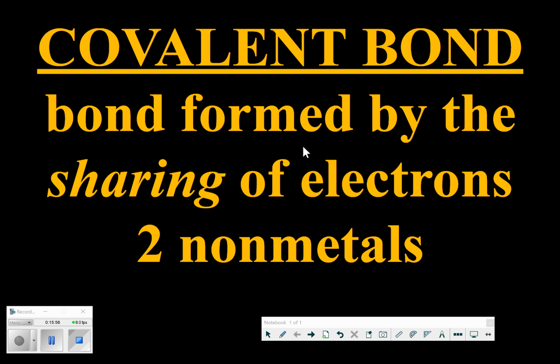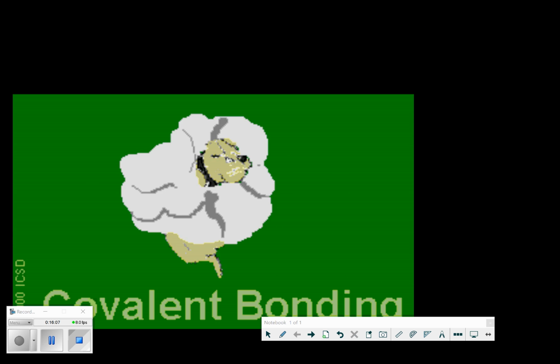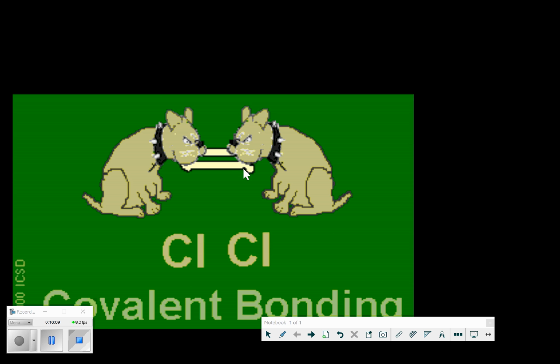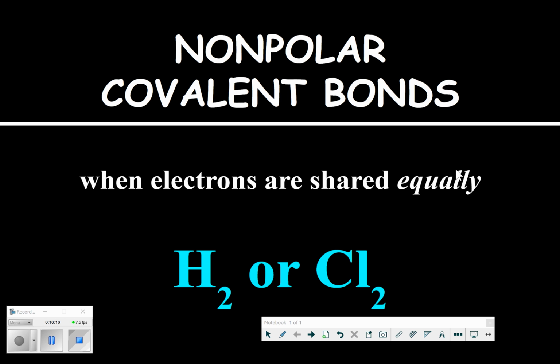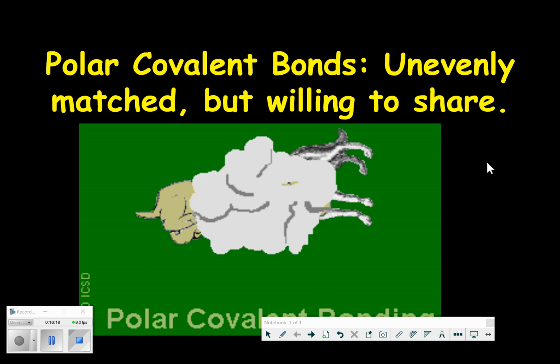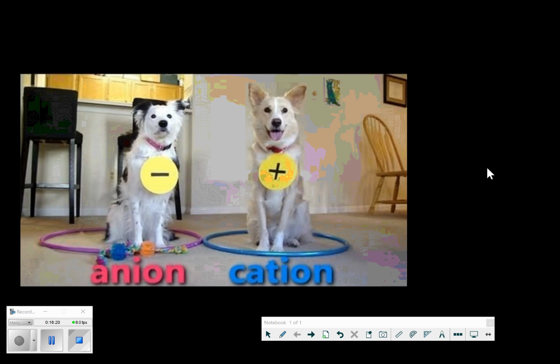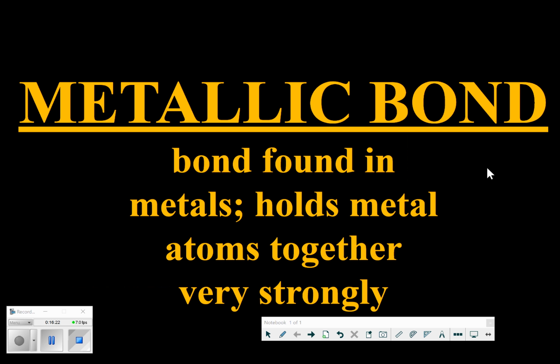Okay, a covalent bond is a bond formed by the sharing of 2 electrons. And these are 2 nonmetals, or a nonmetal and a metalloid. Okay, you see how they end up sharing the electron bonds here. All right, we don't care about nonpolar covalent. Don't worry about that. Metallic bonds are bonds found in metals.